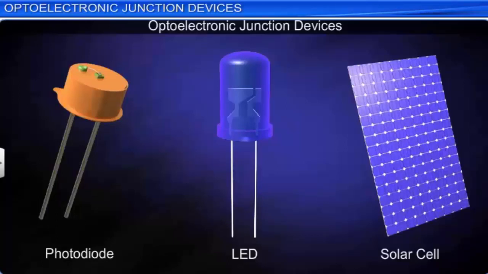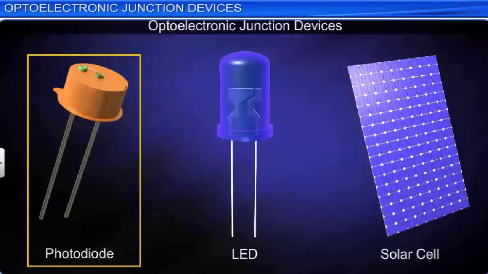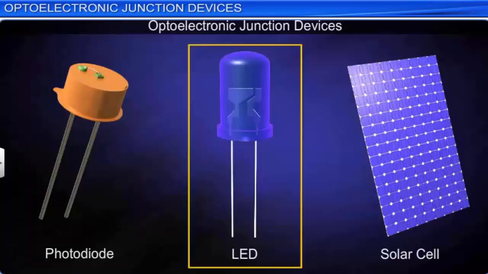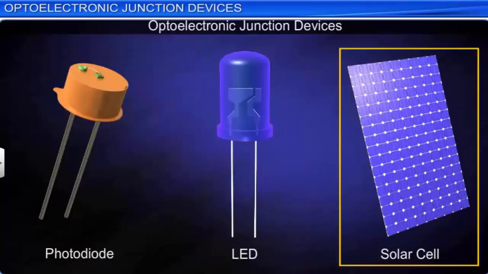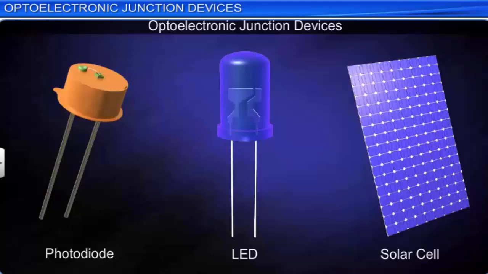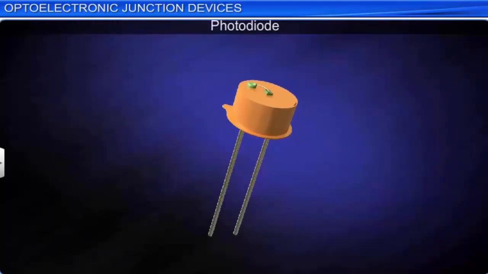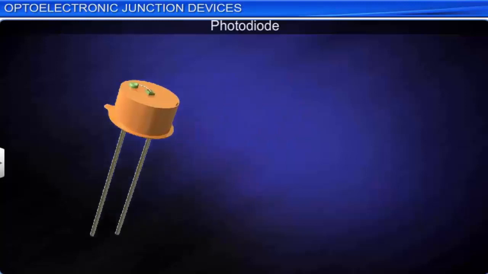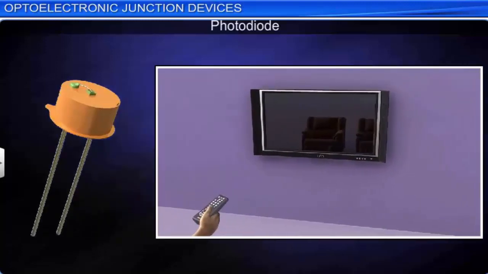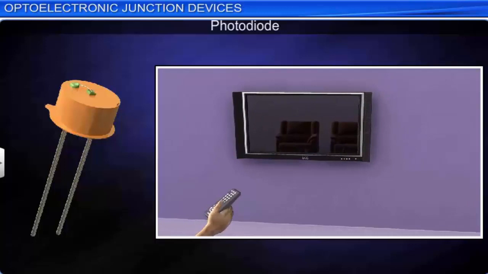Optoelectronic junction devices are PN junction devices which work because of the current carriers that are generated by photons. Photodiodes, light-emitting diodes, which are referred to as LEDs in short, and solar cells are examples of optoelectronic devices. A photodiode is a device that is used to detect optical signals. It is a photodiode in your TV set that allows you to operate your TV using a remote.